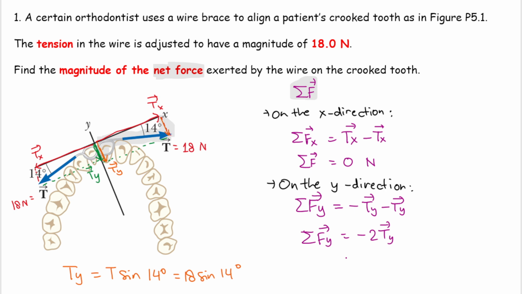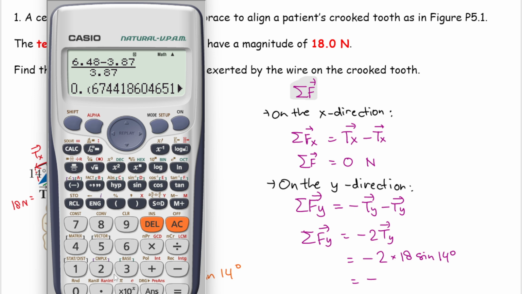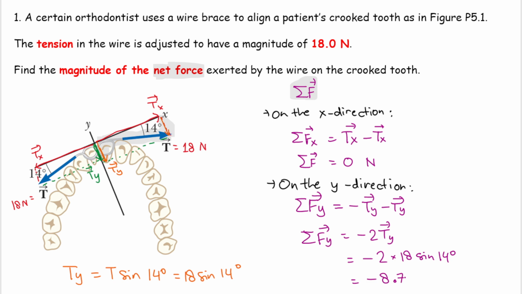Okay, so we can just plug that in. So we'll have minus 2 times Ty, where Ty here is 18 sine 14 degrees. So I'll have 2 multiplied by 18 and then sine 14 degrees. Good. And so I'll have a minus sign here, and let's just use the calculator to calculate that. So I'll have 2 multiplied by 18 multiplied by sine 14. And we already have the unit in degrees. So we will have minus 8.71, and the unit here will be Newton.